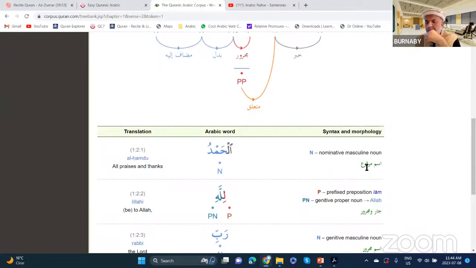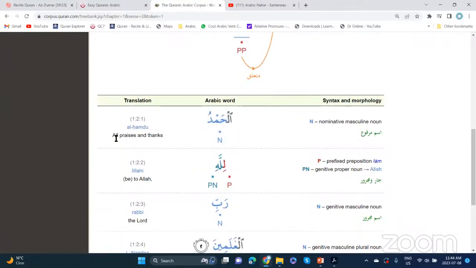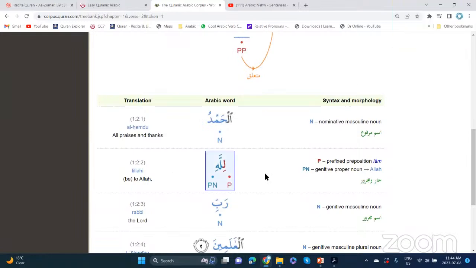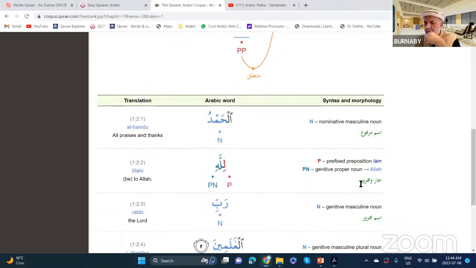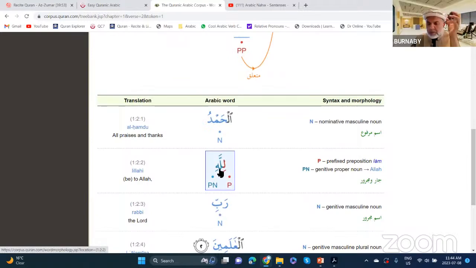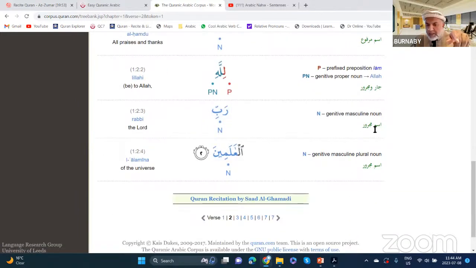This is ism marfu. Is this rafa? Yeah. And also giving you all praises and thanks. Agree? Lillahi, jar wa majrur. What is majrur here? Allahi, right? So lillahi means for Allah. Jar majrur, murakkab jari. Ism Rabbi, ism majrur.